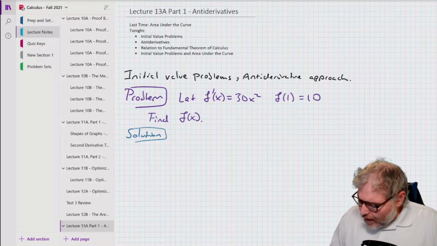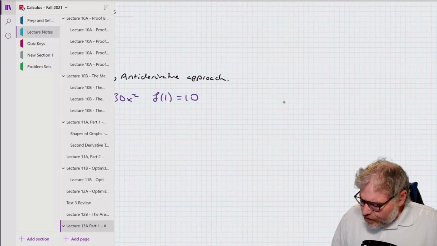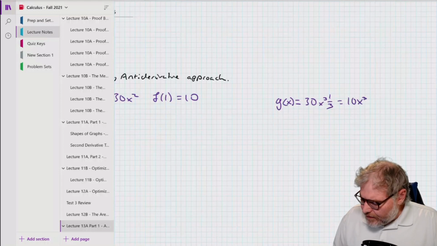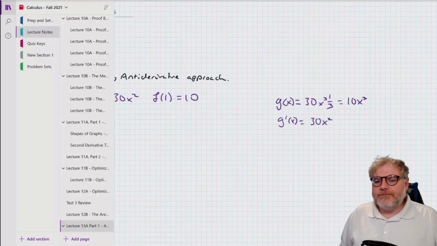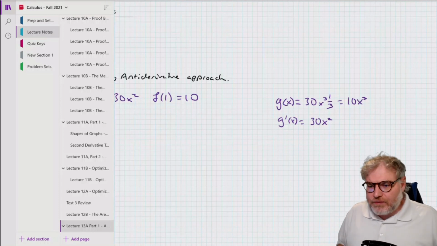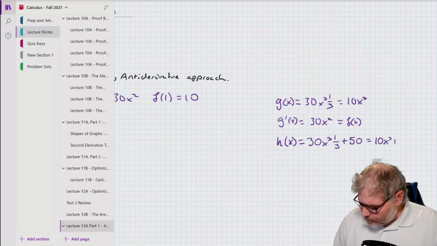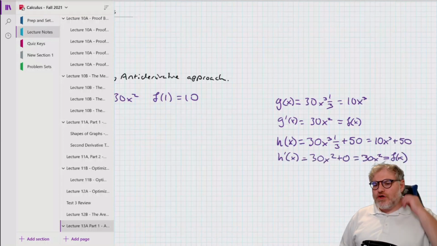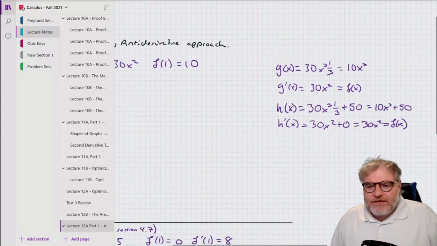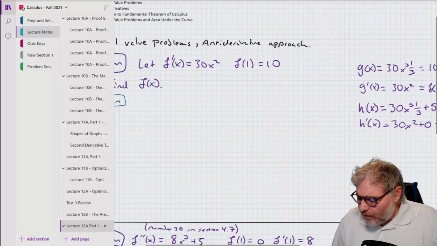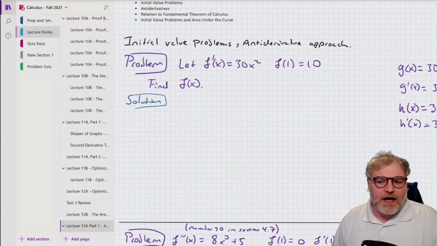Okay, so let's look at some examples. Let's say g of x, this function, if I take its derivative, is 30x squared. So it is a function whose derivative is what I want. But let's look at another function. So here are two functions whose derivatives are exactly the same. Both derivatives are f. So can I find just one f?